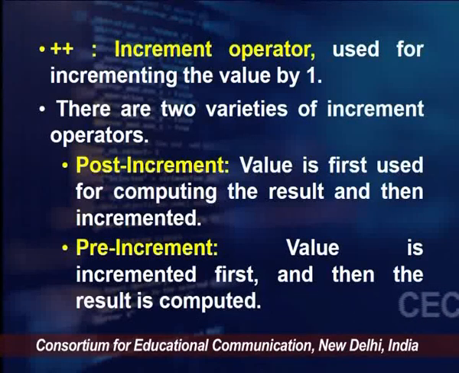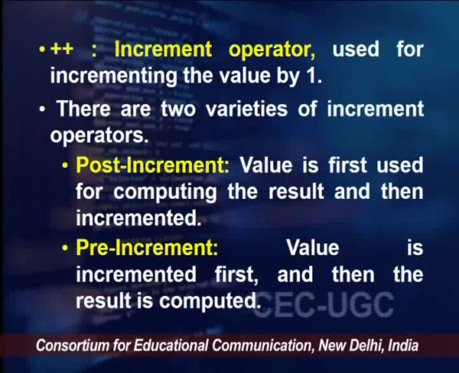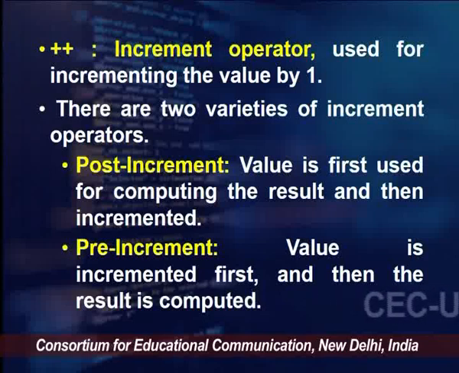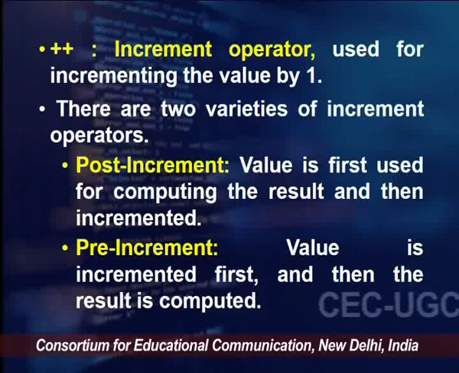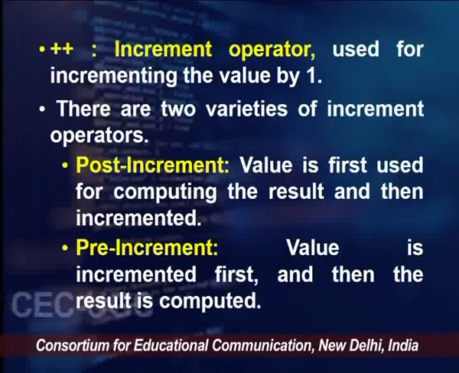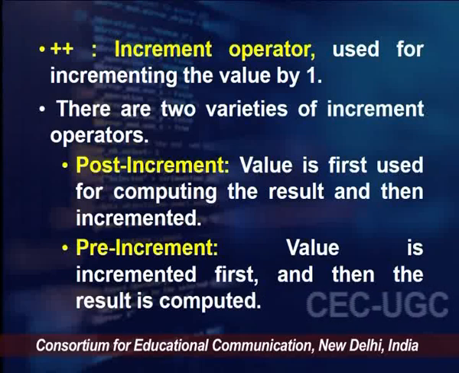Then apart from unary minus and unary plus, we have plus plus, which is known as the increment operator, used for incrementing the value of the variable with which it is being used by 1. There are two varieties of increment operators. One is post increment, that means the value of the variable is first used for computing the result and then incremented, and pre-increment is, we can say, the opposite of it, in which the value is incremented first and then the result is computed.